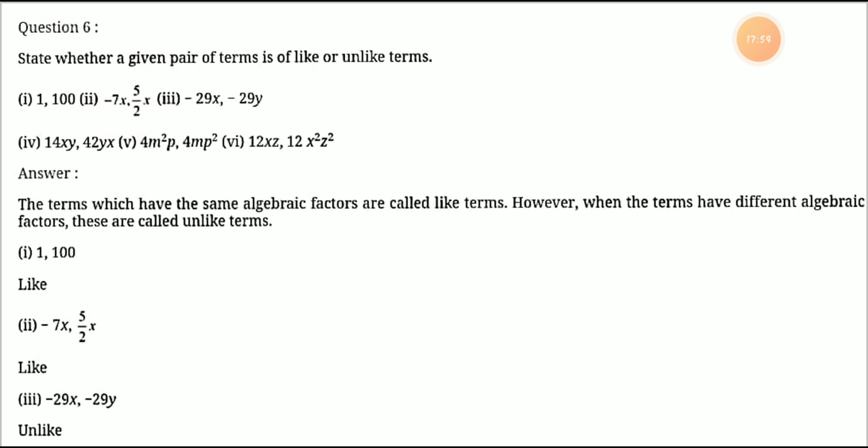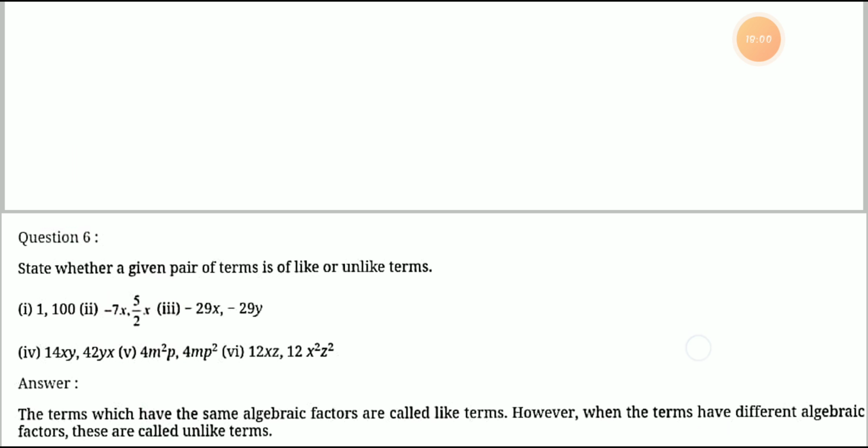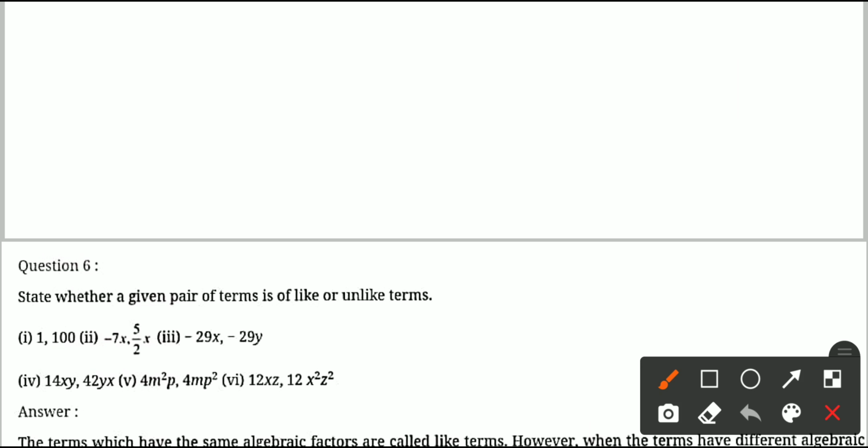Question number 6. State whether the given pairs of terms are like or unlike terms. So what are like terms? Those which contain the same kind of variable with the same exponent. Okay. So here we can see that the first one is 1 and 100. They do not contain any kind of variable. They both are constants. So these are like terms.